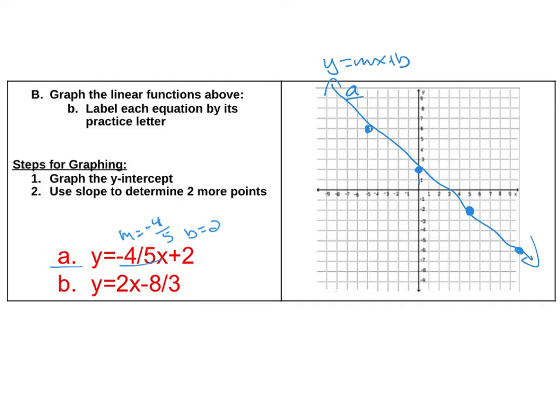Let's take a look at B and kind of review that. Again, we're looking for a slope of 2. If we are looking at -8/3, that might be a little bit easier if we look at -2 and 2/3.